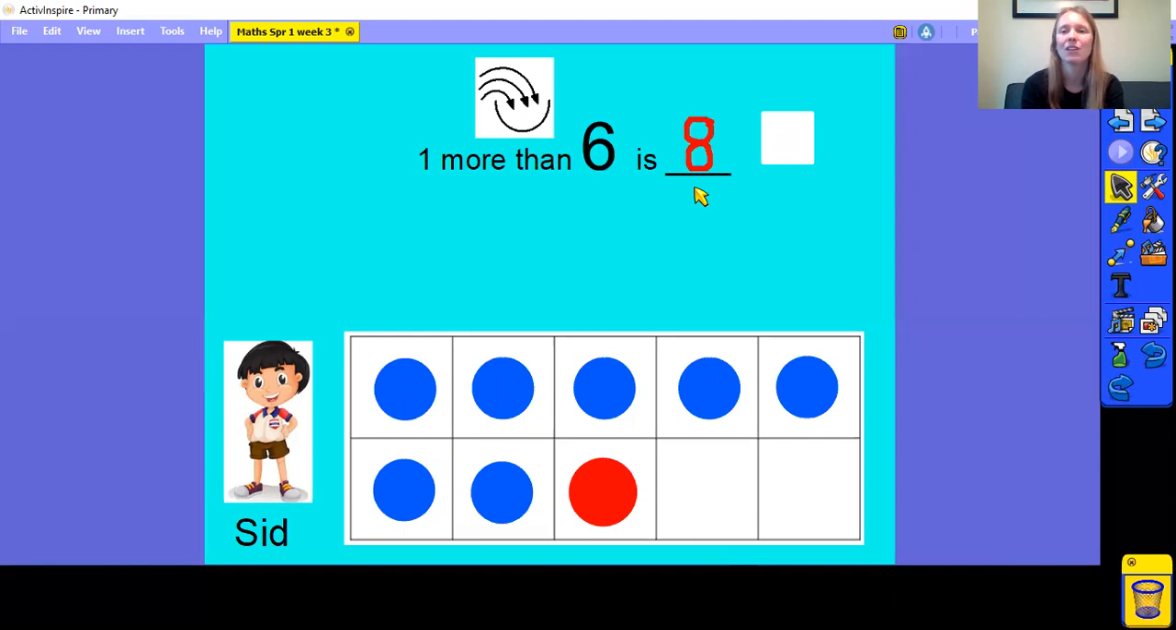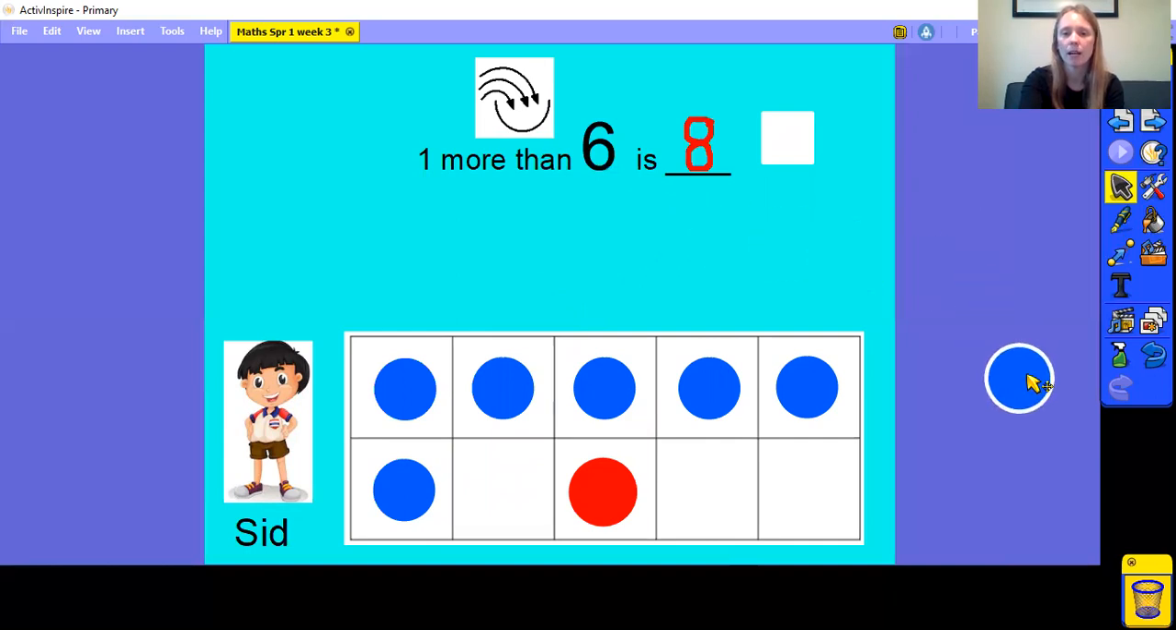Okay, now let's have a look at it together. So, 1 more than 6 is 8. Let's think about what Sid needed to do first. First, he needed to put 6 blue counters onto the 10 frame. Let's see if he did that right. 1, 2, 3, 4, 5, 6. Oh dear, Sid put 7 blue counters on the 10 frame.